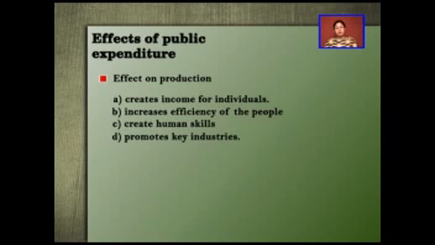Lastly, public expenditure is also helpful in providing social security schemes. Social security schemes like pensions, provident fund, and unemployment allowances. It is also helpful in providing old age pensions to the people, so that they can have the feeling of social security in the economy.